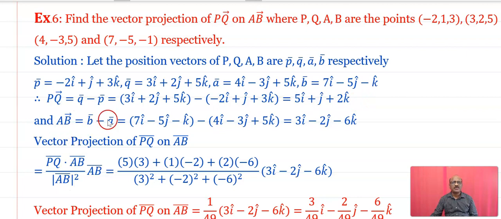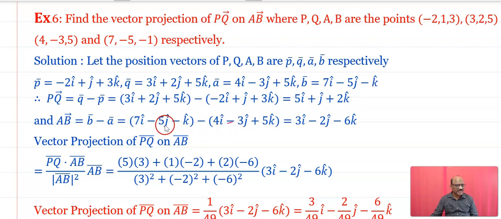What about the AB bar? B bar minus A bar. Now see this here, B bar is 7i cap minus 5j cap minus k cap. A bar is 4i cap minus 3j cap plus 5k cap, and their subtraction. 7i cap minus 4i cap, then you will get 3i cap. Minus 5j cap and plus, minus and minus, that will become plus here.